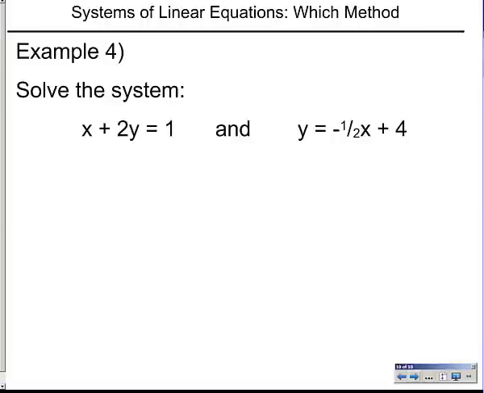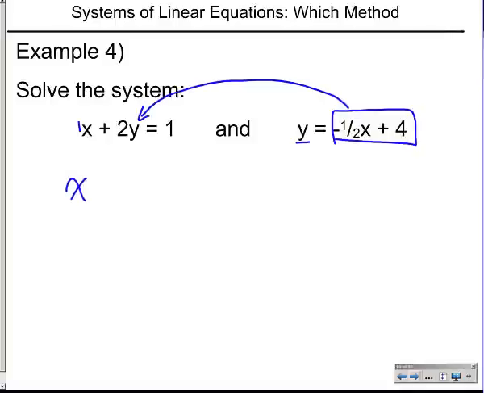Example 4, which method would we use? Well, we can see that we have a coefficient of 1 on this side, but we already have y isolated on that side. When y is already isolated or x is already isolated, that's usually a key indicator that you should probably try substitution method. So I'm going to substitute this entire expression in place of y, but I'm going to substitute it in the other equation. You can't substitute it into itself.